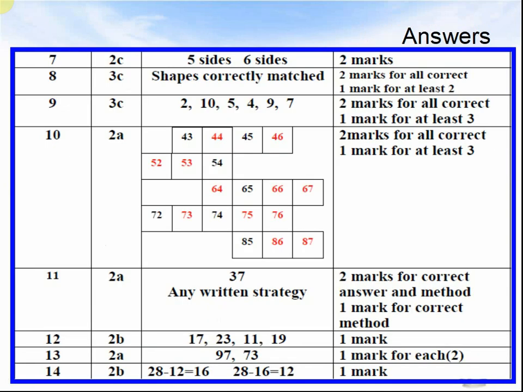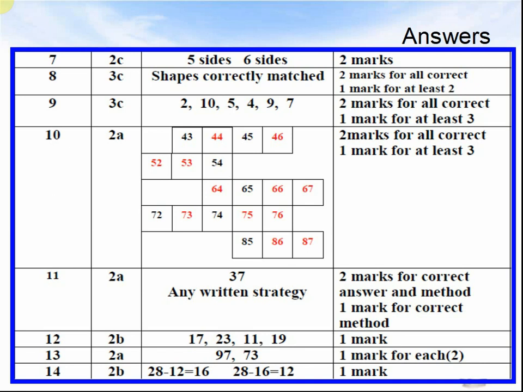Question 8, the shapes are correctly matched. Question 9, 2, 10, 5, 4, 9 and 7. Question 10, the missing numbers were 44, 46, 52, 53, 64, 66, 67, 73, 75, 76, 86, 87. Question 11, 37, and any written strategy is fine.